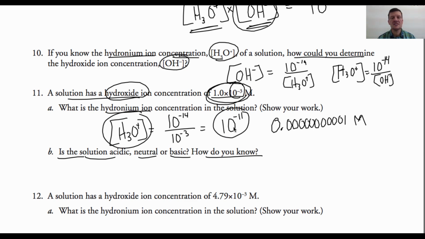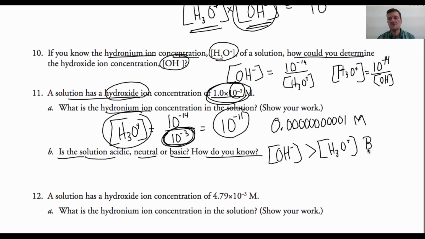the hydronium is 10 to the negative 11 and the hydroxide is 10 to the negative 3, well, hydroxide is greater than 10 to the negative 7, so it must be a higher concentration than the hydronium. Hydroxide is a higher concentration than the hydronium. If hydroxide is greater in concentration than hydronium, then you're going to have a basic solution. So this is basic.